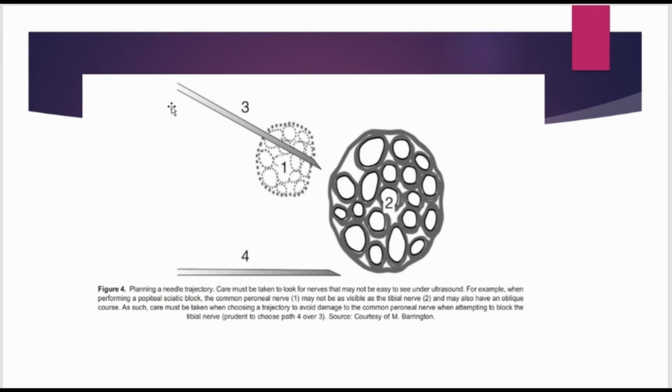As we can see, number 1 is the common peroneal nerve, whereas number 2 is the tibial nerve. So the common peroneal nerve is mostly not as visible as the tibial nerve. Therefore, planning a trajectory avoiding the common peroneal nerve is very important to preserve the nerve function. So in this picture, we can see that choosing pathway 4 is a better option compared to the oblique pathway of 3.